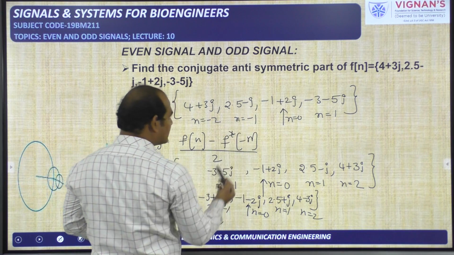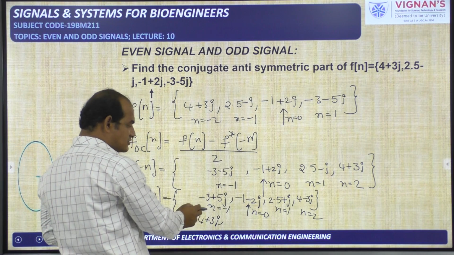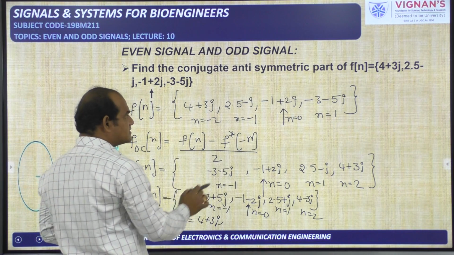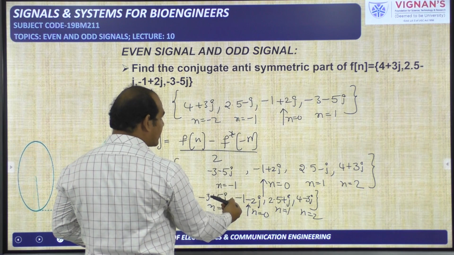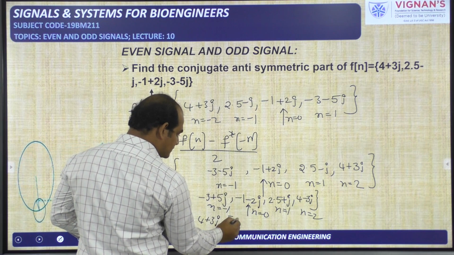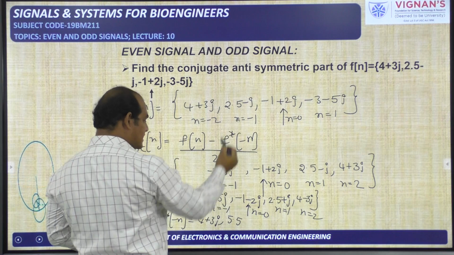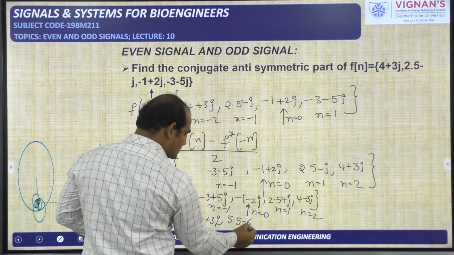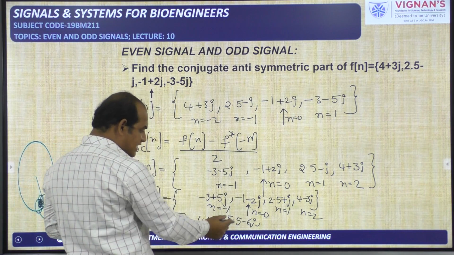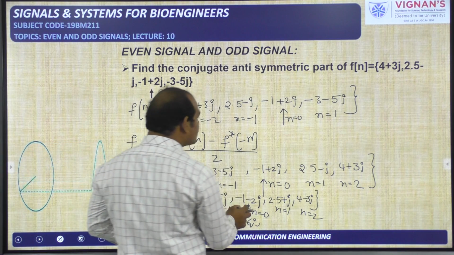2.5 minus j, that is at n is equal to minus 1. Here also n is equal to minus 1, some sample is there. So 2.5 minus of minus 3 means 5.5. Minus j minus 5j, that is minus 6j. So at n is equal to minus 1 over. At n is equal to 0 you see.